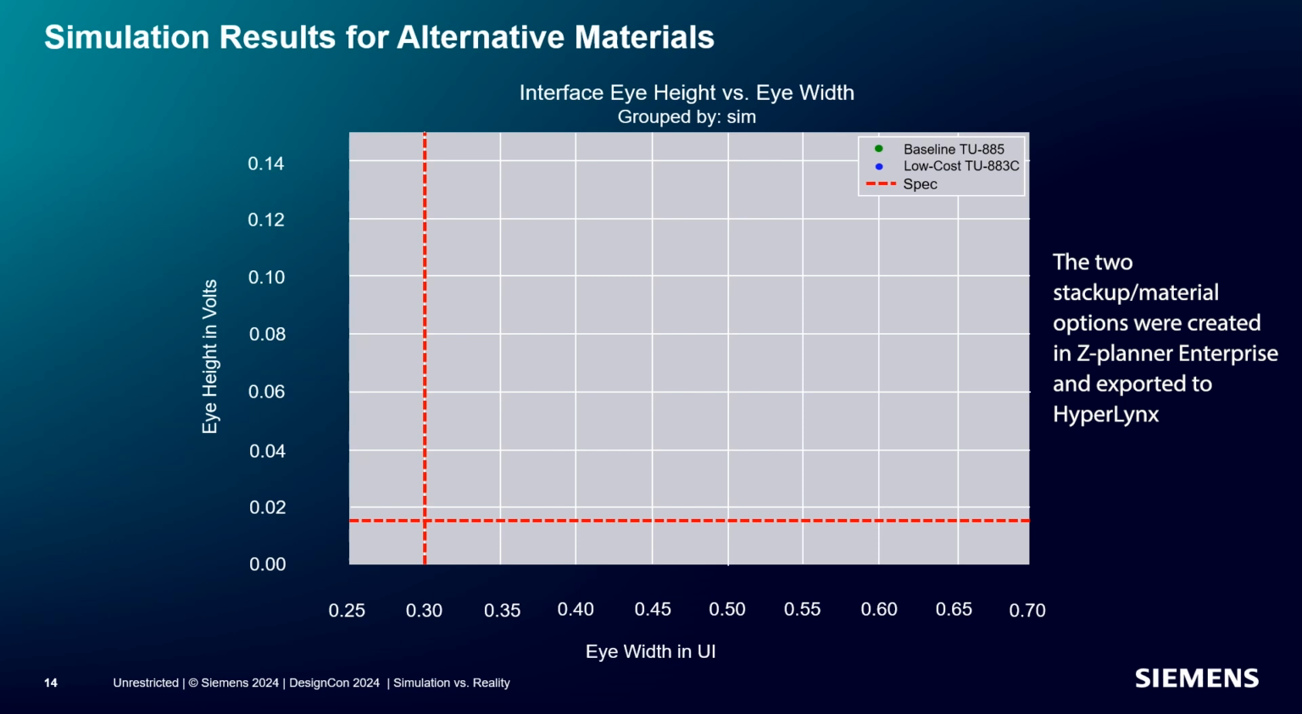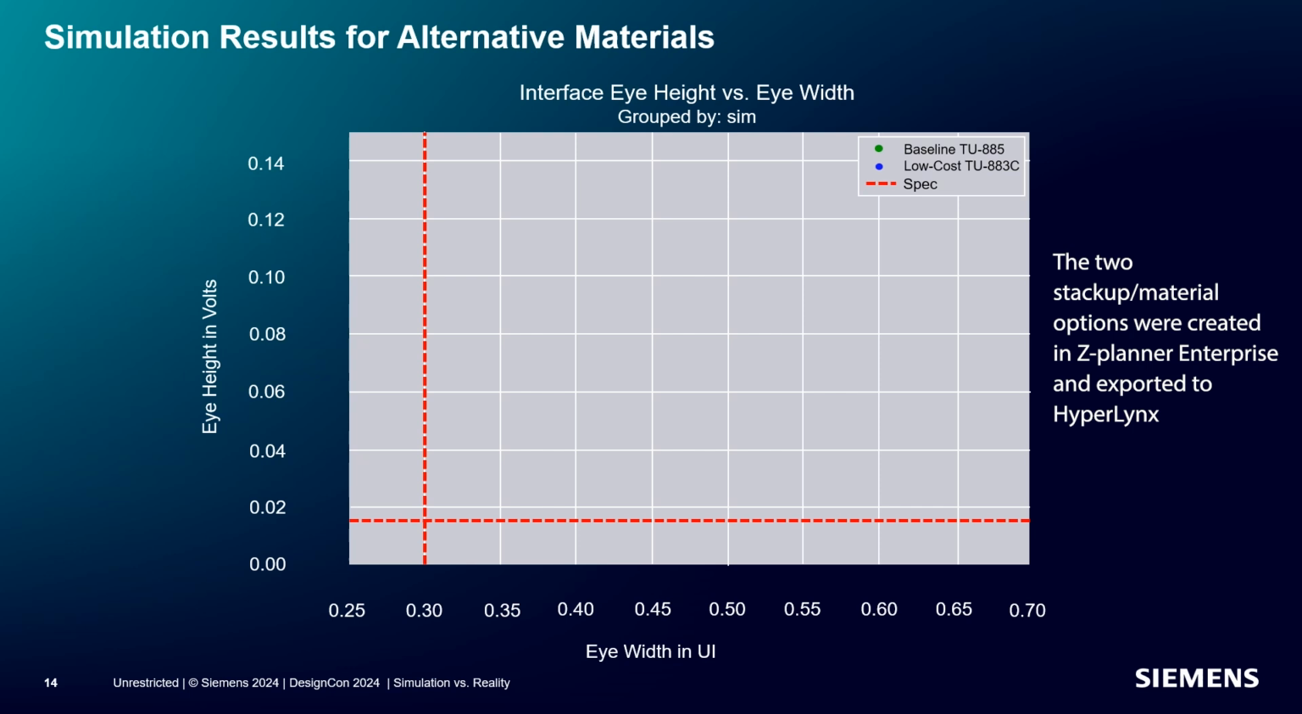Using zPlanner Enterprise, we can quickly take these options and build stack-ups out of them and push them through simulations with HyperLynx. Again, we are going to simulate based on the board that we showed previously that has a total of 336 serial channels. This is a graph showing the performance, and we have the spec in the red dotted line showing the eye width and eye height values of the requirement.